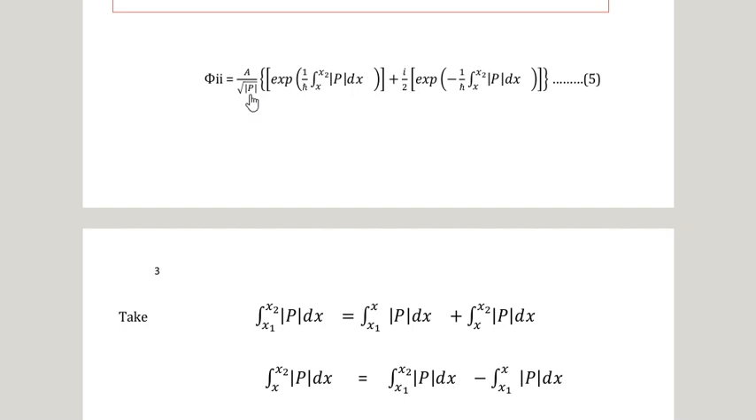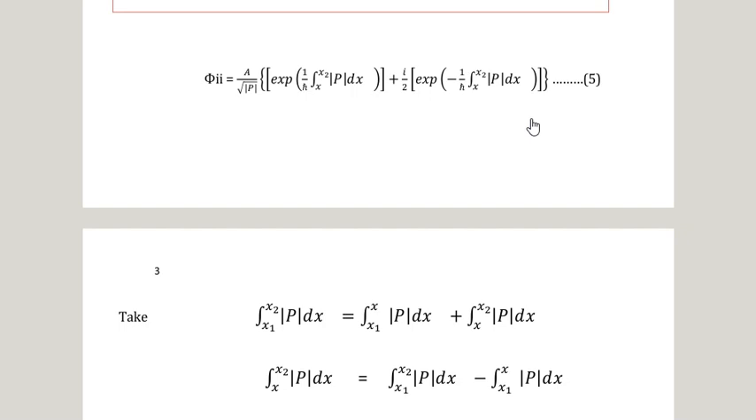In the second region, potential energy is greater than total energy, so momentum is imaginary, so it will be taken as P mod: exponential 1 upon h cut, x to x2 p dx, plus I by 2 exponential minus 1 upon h cut, x to x2 p dx.